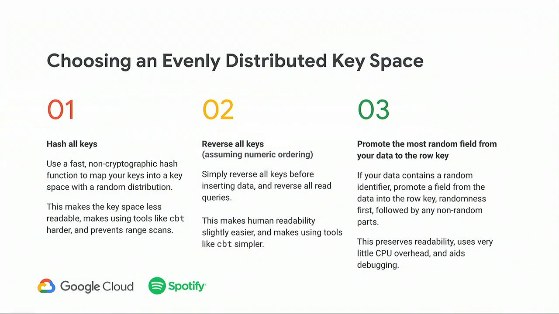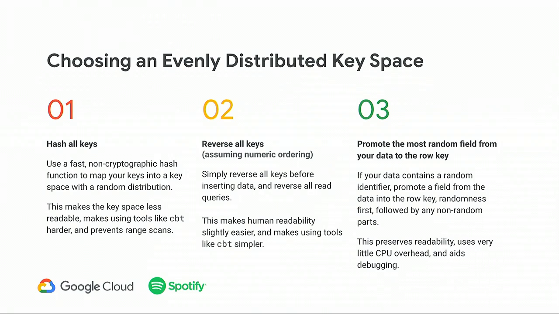There's still a better solution available. And that's solution number 3 here, which is to promote the most random field from your data to the row key. So try to find something in your data that can be used to impart some randomness into your row key and move that from the value that you're storing into the row itself.